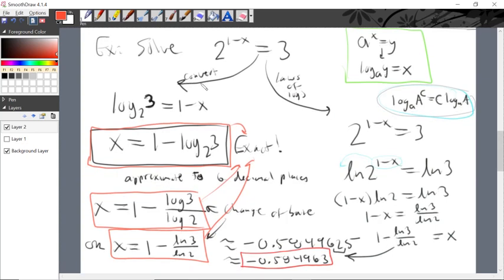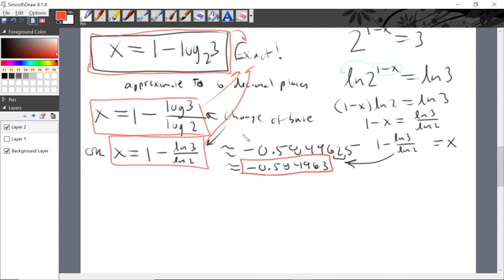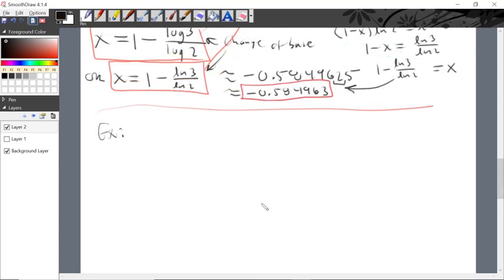Okay, so let's take a look at another example here. How about a logarithm example? Solve 4 minus the log of 3 minus x equals 3.